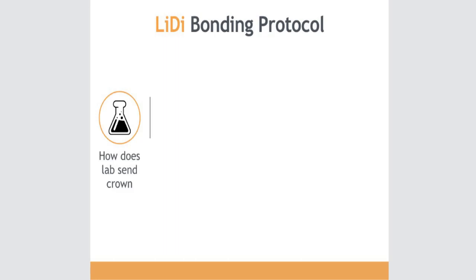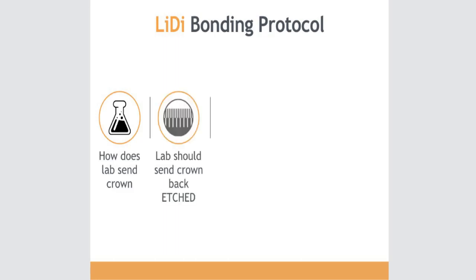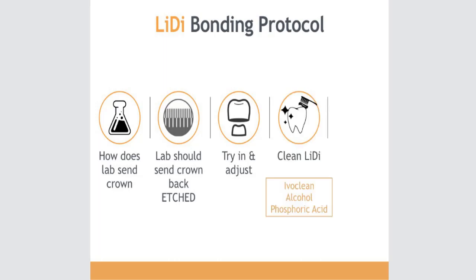We have to understand how the lab sends it back. Well, the lab should send it back etched. The lab should send that crown back etched. And we can see that it's etched because it's a little bit frosty underneath in the intaglio of the crown. So we try it in and we adjust it at the time that we try it in. We don't wait to adjust it after we cement it. We try it in and adjust it. And then we have to clean it.